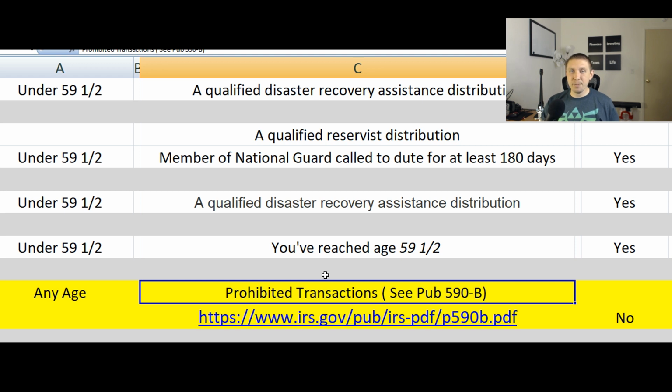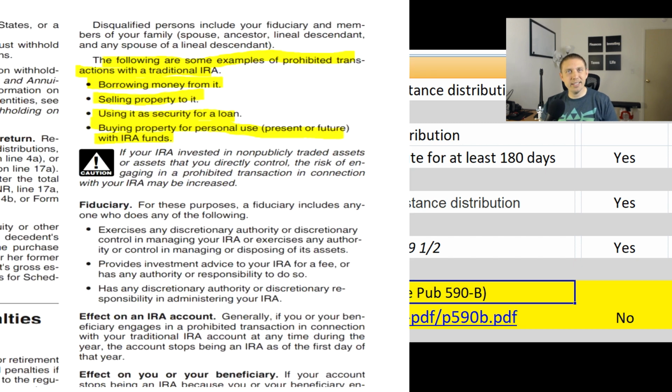The last one I have on this list, before we dive into a couple of the other penalties associated with Roths, is prohibited transactions. I've left a link to the publication that I used to produce this spreadsheet in this video. But there are prohibited transactions, especially if you have a self-directed IRA where you're in charge. There are certain things you can't do. Like you can't use your Roth as collateral to get a loan. You can't sell property to your Roth. There are certain prohibited transactions that could get you in a lot of trouble, so you really want to know what those are.